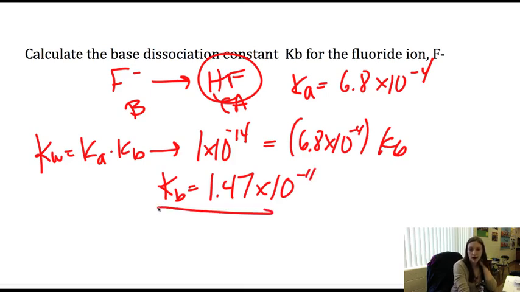You will often get Kas. You will very rarely get Kbs unless you're dealing with a common Kb like ammonia, NH3. You will more often get a Ka and have to convert it to Kb if you're talking about it in terms of the base.